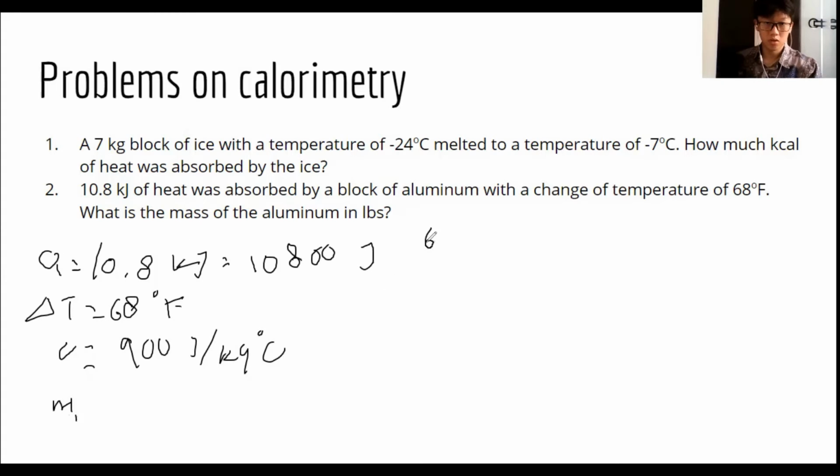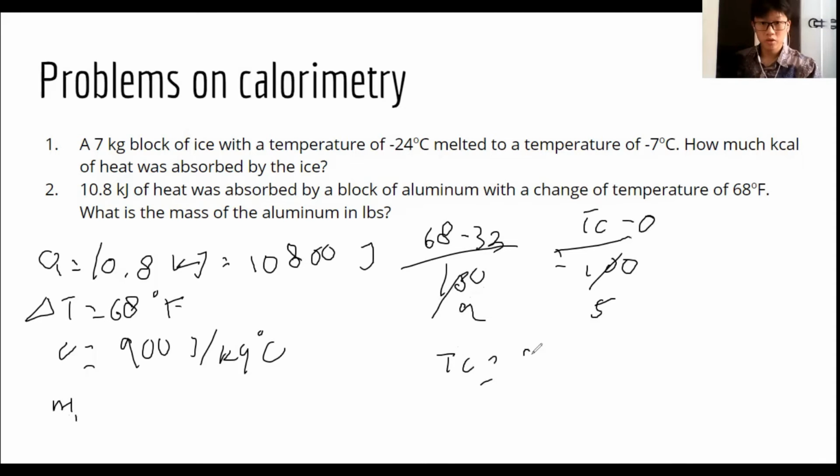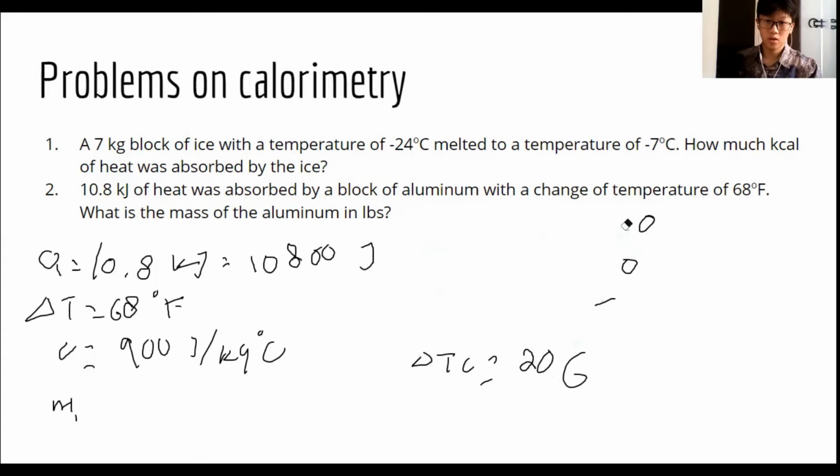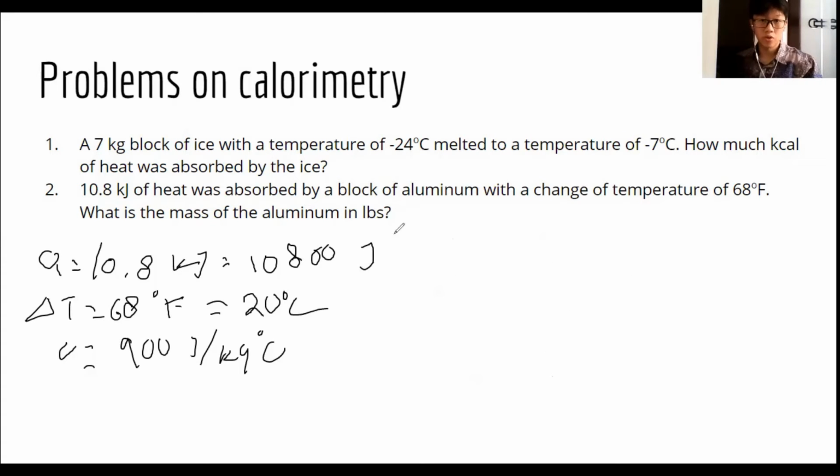So first, remember the conversion of units. So the delta T is 20 degrees Celsius, so we got it. Now it's time to find the mass. So find the formula from earlier. Q is equal to mc delta T.